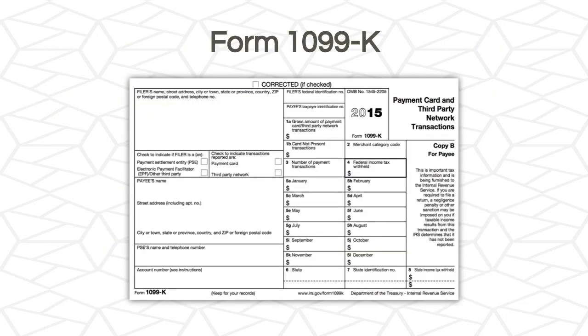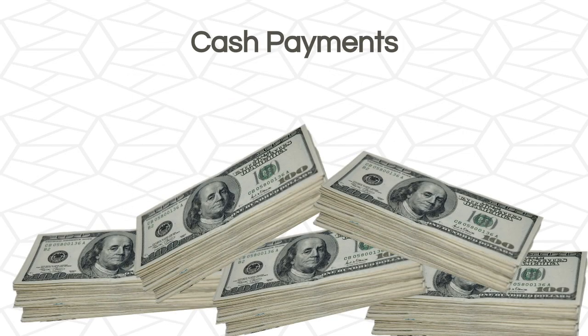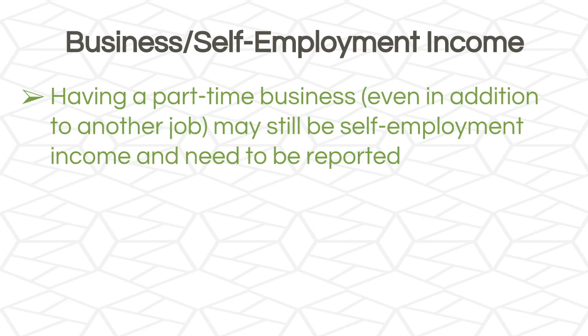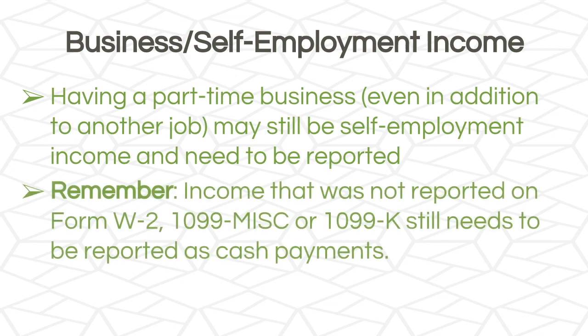You'll also see business or self-employment income on a 1099-K, and this is especially common with Uber drivers. And then, of course, self-employed people will have cash payments, and they'll self-report this. Having a part-time business, even in addition to another job, may still be self-employment income and will need to be reported as income even if the taxpayer doesn't receive an official tax document. So even if they have only cash payments, they'll still need to report that as business or self-employment income.